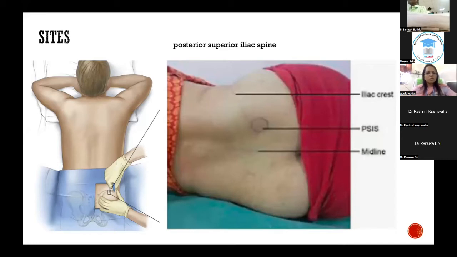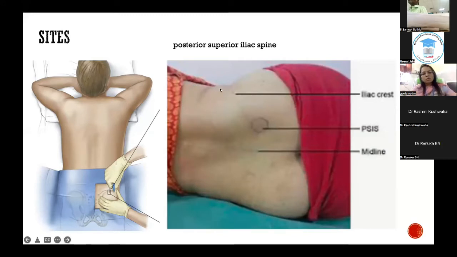That is the most comfortable position, as you can see in this picture, because the prominent part of the pelvis, that is your iliac crest, becomes prominent, and we move medially and just lateral to the spine, we have the iliac crest, from where the aspirate has to be taken.